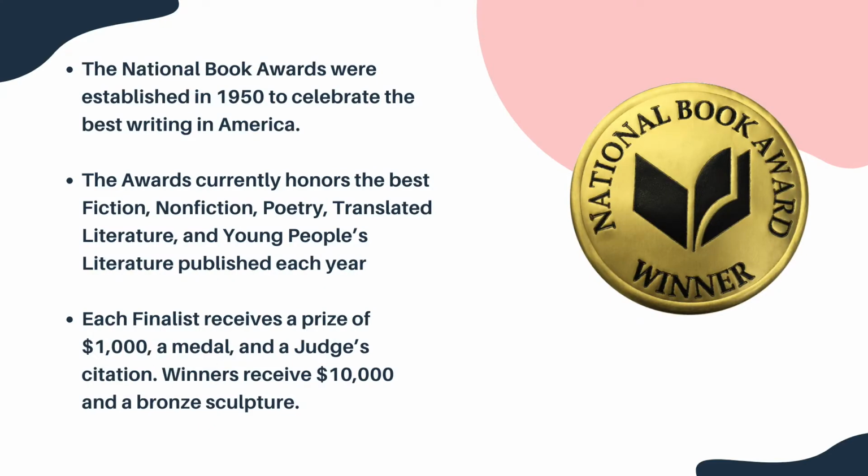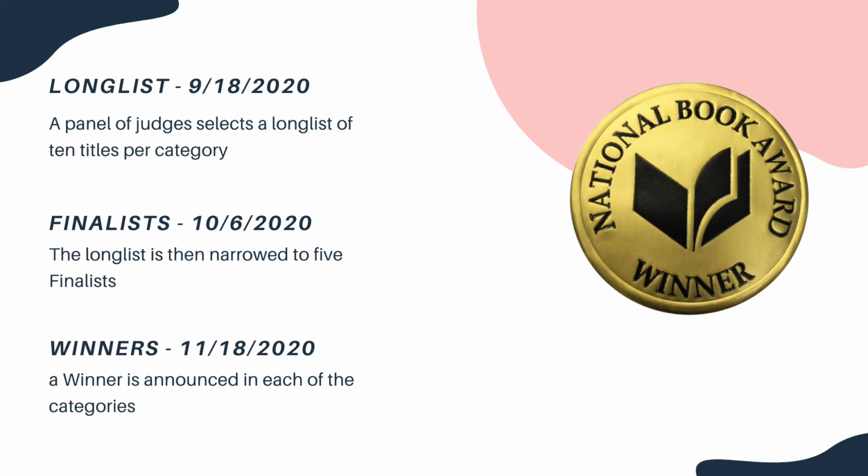The National Book Awards. They were established in 1950 and currently honor the best books in 5 categories: fiction, nonfiction, poetry, translated literature, and young people's literature. Each finalist receives a prize of $1,000, and the winners of each category receive $10,000. The National Book Award long list was announced in September, with 10 titles nominated per category. The finalists were announced in October, which narrows it down to 5 titles per category. The winners will be announced for each category tomorrow, on November 18th.